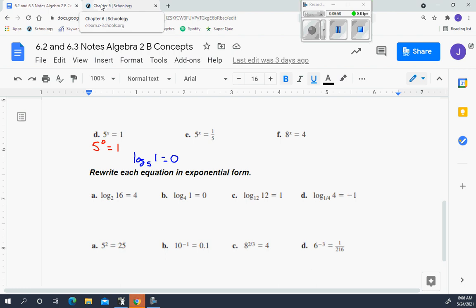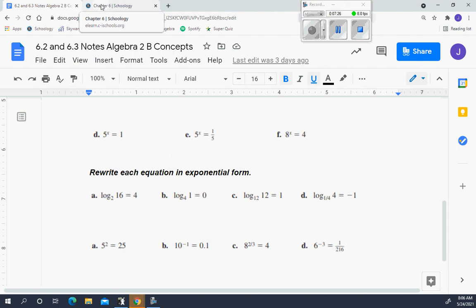Next one, 5 to the x equals 1/5. Well, how'd they get that 5 on the bottom? That's where I have that negative exponent. 5 to the negative 1 equals 1/5. So I know that log base 5 of 1/5 equals negative 1. Okay, big numbers go on the left side. The exponent goes on the equal sign.